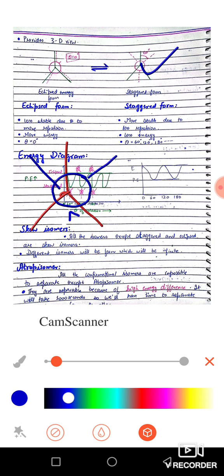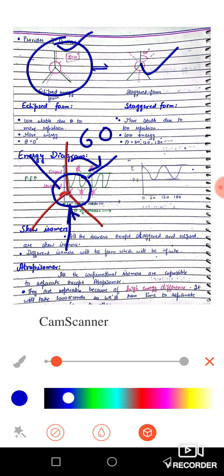Now just change the hydrogen arrangement of this carbon. First I have drawn this arrangement. In this arrangement, the angle between the two hydrogens is zero. But in the second form which I have drawn here, the angle between the two carbons' hydrogens is 60 degrees.